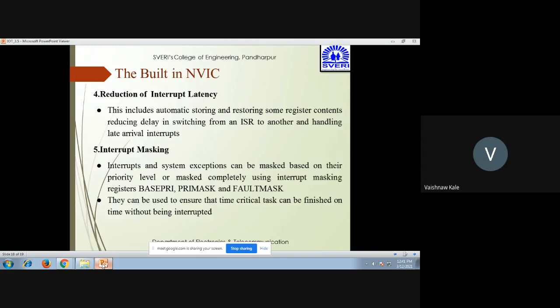Interrupt masking. Interrupts and system exceptions can be masked based on their priority levels or masked completely using interrupt masking registers like base priority mask and fault mask, which we have already seen. They can be used to ensure that the time critical task can be finished on time without being interrupted. So these are the points.